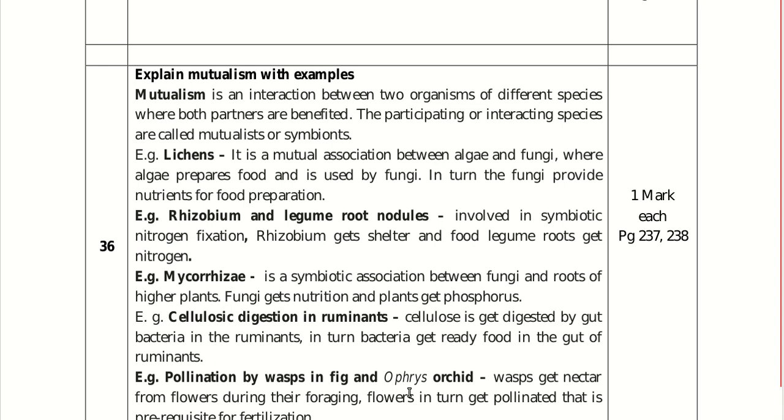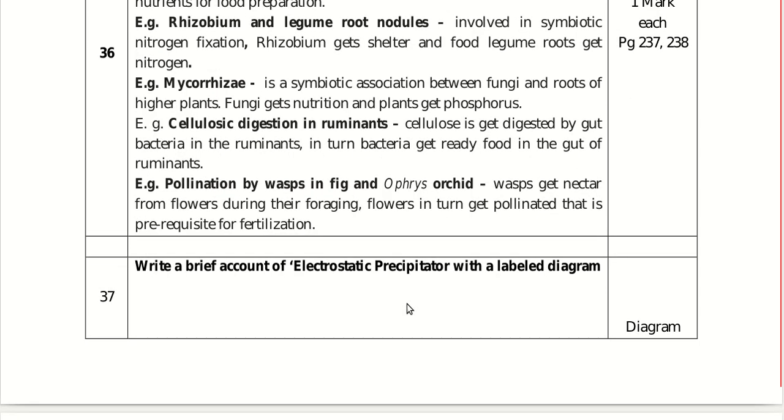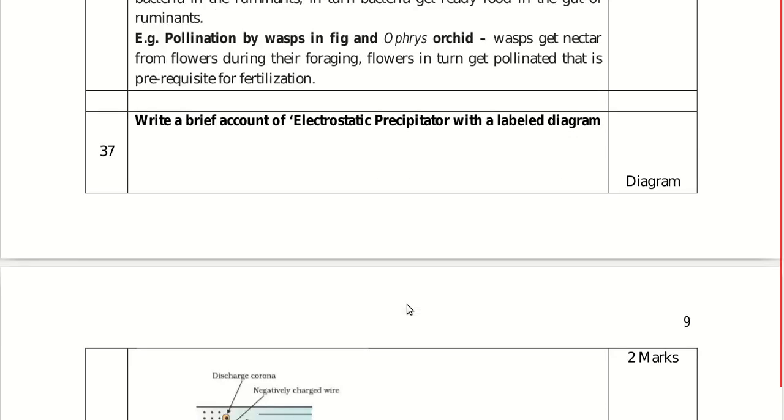Pollination by wasps in fig and Ophrys orchid. Wasps get nectar from flowers during their foraging. Flowers in turn get pollinated, that is a prerequisite for fertilization. So the pseudo-copulation as well as pollination by wasps in fig is also an example of mutualism where both of the species are benefited. Write a brief account of electrostatic precipitator with a labelled diagram.